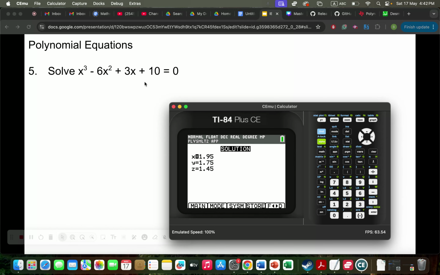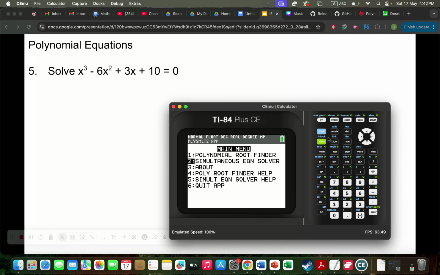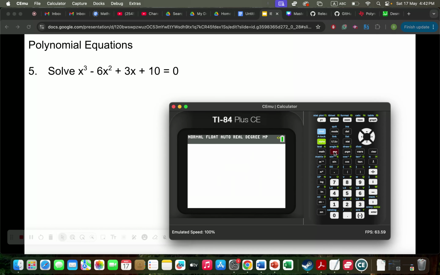But if you end up having to solve a cubic equation or anything higher than the degree of 3, then you should be using the calculator to help you to solve the equation. And we do the same thing again. We're going to go to apps again. So I'll quit this thing. So I'll just show you back to where it should be. Let's go to apps again.